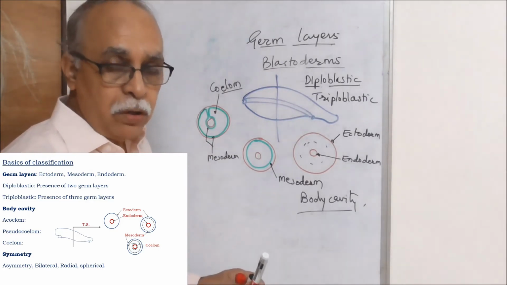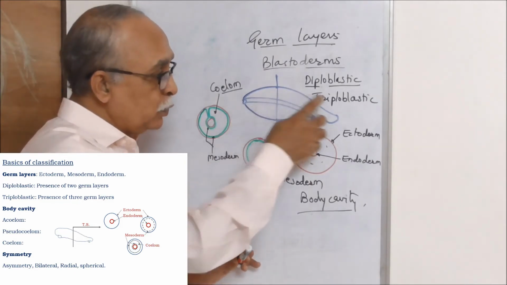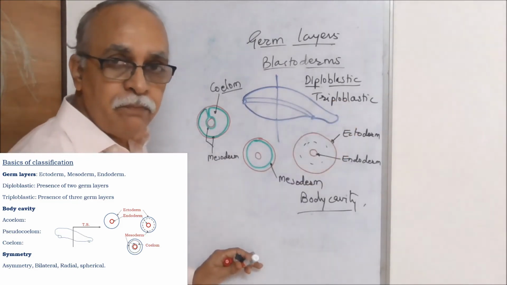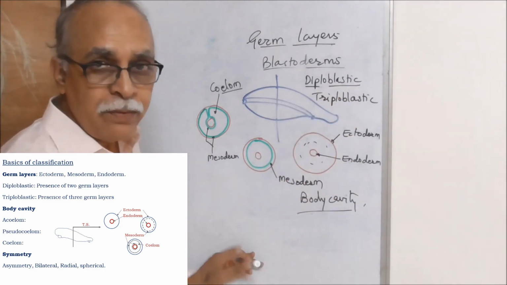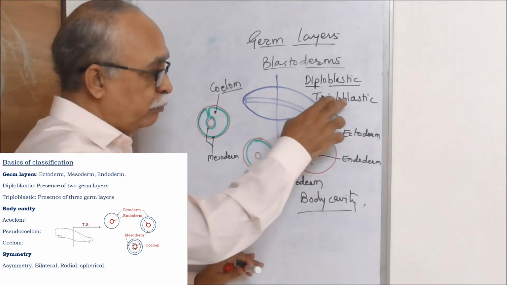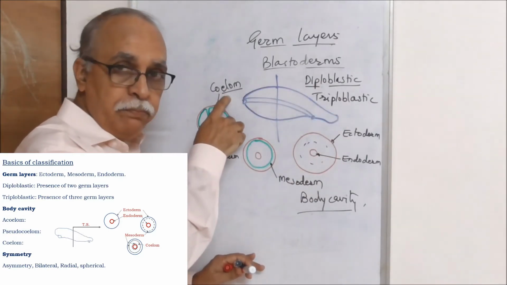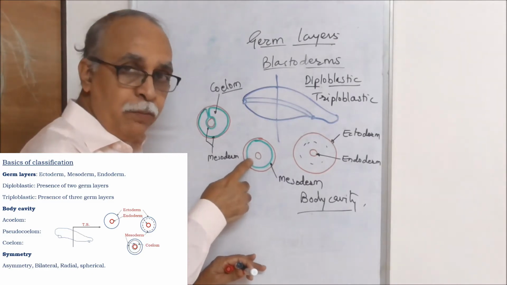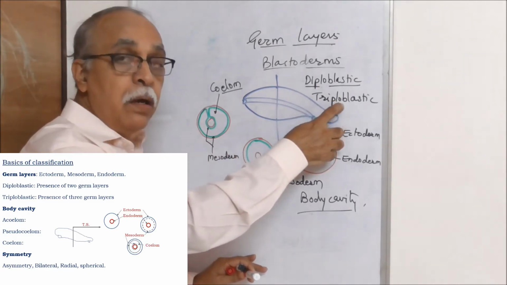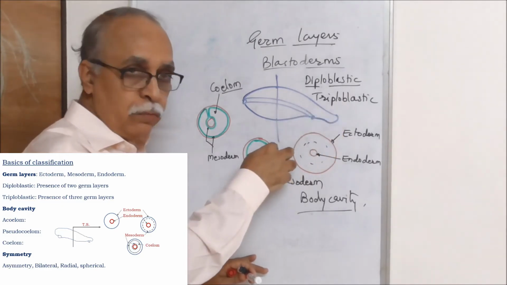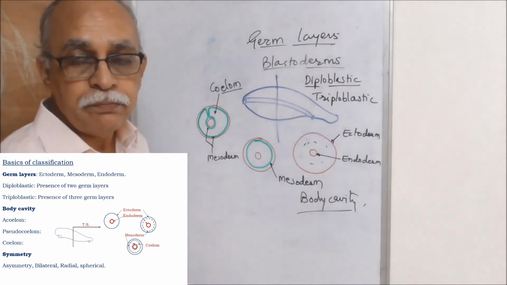One thing to keep in mind, this is possible only in those animals which are triploblastic. In diploblastic animals, there is no mesoderm, so coelom is not possible. So triploblastic animals can have coelom. Mind well, this is also triploblastic, but that's not coelom. So triploblastic can be with coelom or without coelom, but diploblastic can never be with coelom.